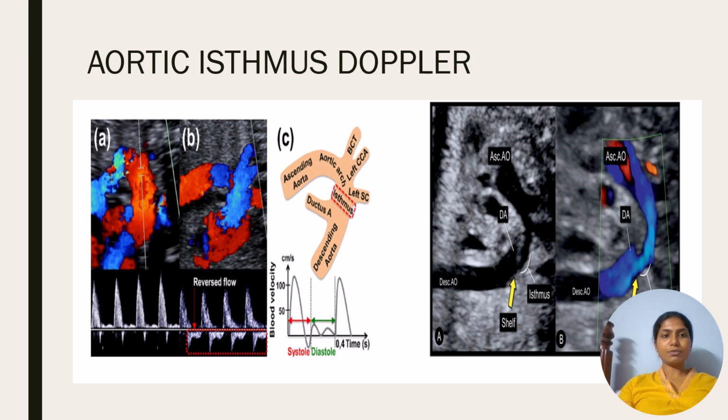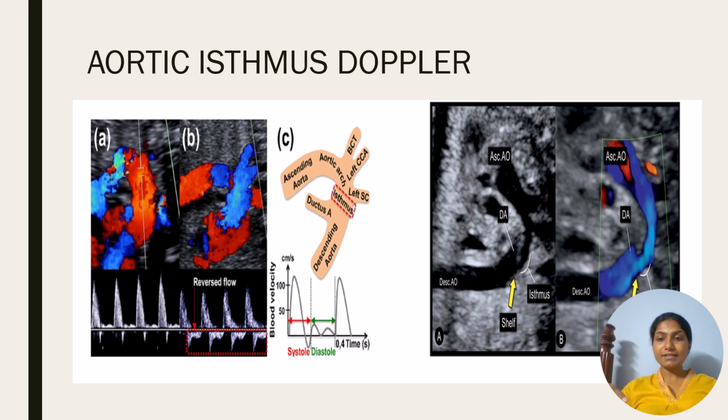Next, the aortic isthmus, which is very difficult to measure in clinical practice. It can be done. So what is this aortic isthmus? In image C, you observe the place where the ductus arteriosus is meeting the aorta just before the aortic arch, just between the left subclavian artery and the descending aorta. So this is called the aortic isthmus.